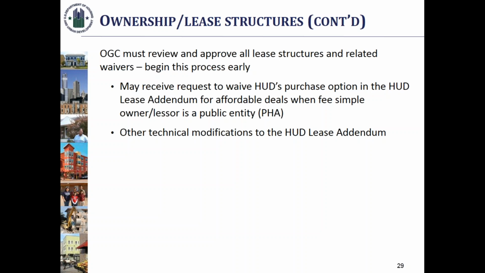And then sometimes the HUD lease addendum will require some other technical modifications to clarify what exactly is being leased, whether it's land only, land and improvements, and all of that needs to be reviewed by OGC as well, because there are only limited modifications to the HUD lease addendum that we can approve locally. Other things have to go to headquarters for approval. So we've learned the hard way just to start that process early whenever you have a lease involved.